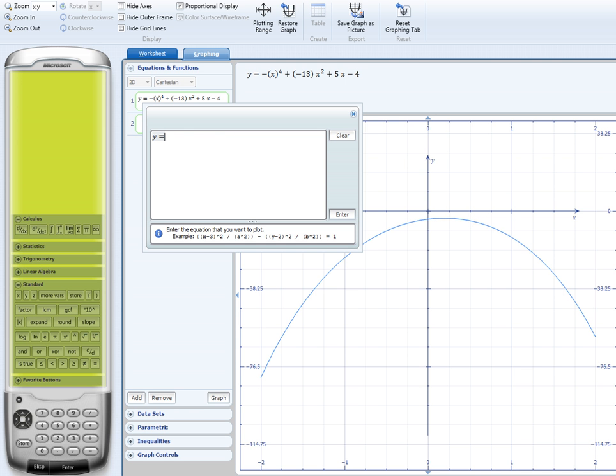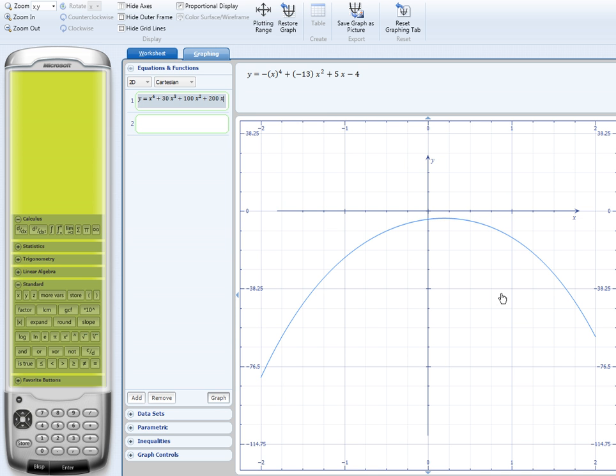So what did we say? X to the fourth plus 30 times x to the third plus 100 times x squared plus 200, is that what it was, times x? Okay? Okay, so let's graph that.